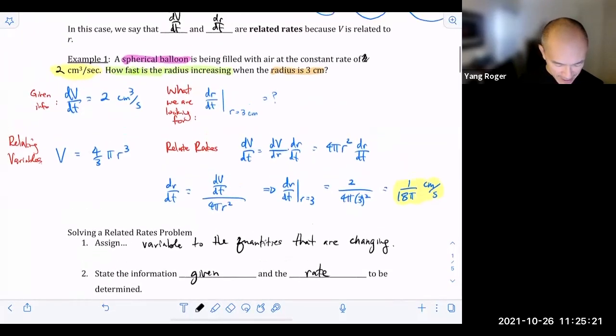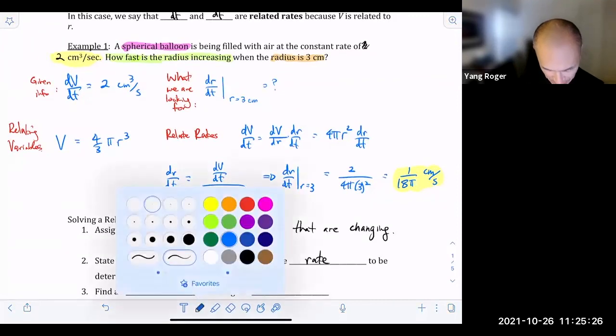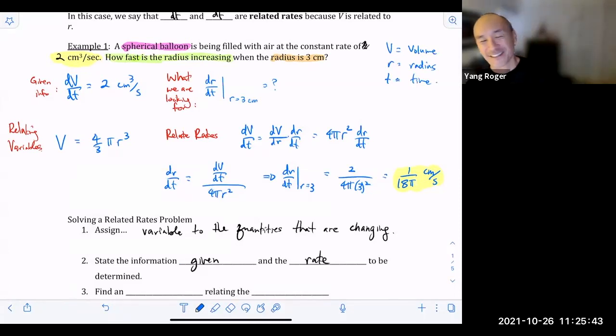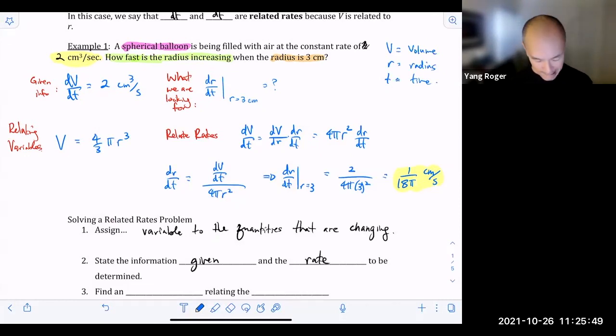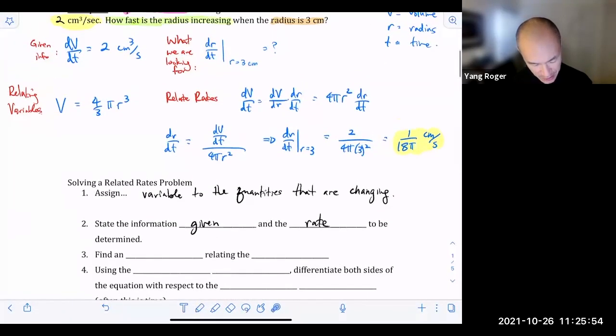So I didn't exactly specify that V was equal to, maybe I should do that. Maybe I should have said V is equal to volume, r is equal to the radius, t is equal to time. I mean, probably I teach math so much, I just automatically assume everyone uses those letters, but you don't have to. Okay. But we definitely did the next two steps, which is express the given information and write down what you're looking for. It's pretty important.